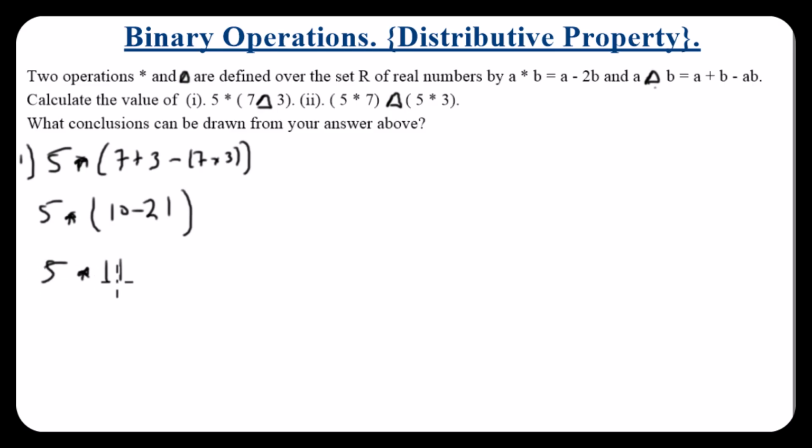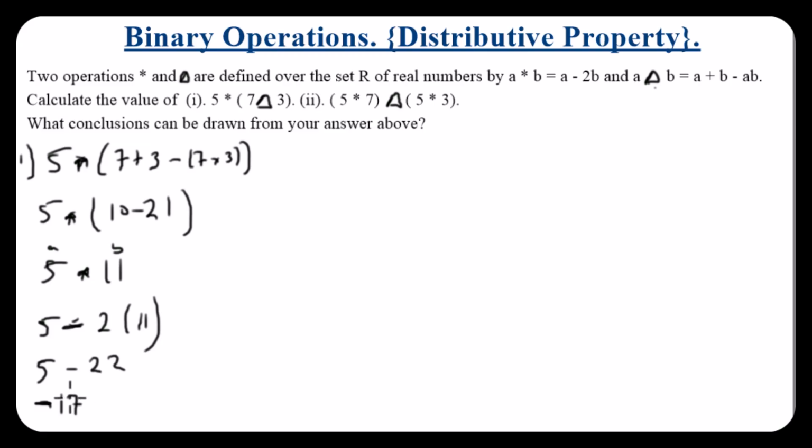Now, since I have star, I have to use the other operation that's defined as a minus 2b. So 5 becomes my new a and b is 11. Anywhere I see a star b, I should treat it using a minus 2b. So that's 5 minus 2 in the bracket of 11. 2 times 11 gives me 22, and 5 minus 22 will simply be minus 17.